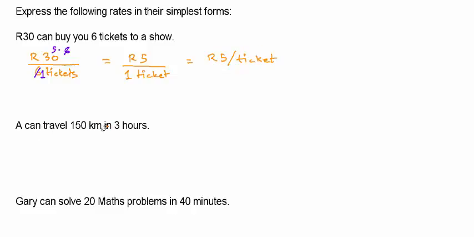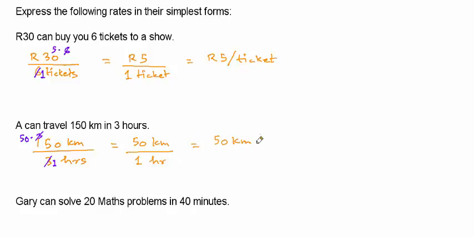Similarly, a car can travel 150 kilometers in 3 hours. So we have 150 kilometers over 3 hours. And to express that in its simplest form, we need to have a 1 out here in the denominator. 150 is 50 times 3. You cross off the 3, you cross off this 3, so you have a 1 here, which means this is 50 kilometers per 1 hour, written as 50 kilometers per hour. That's the speed of the car.